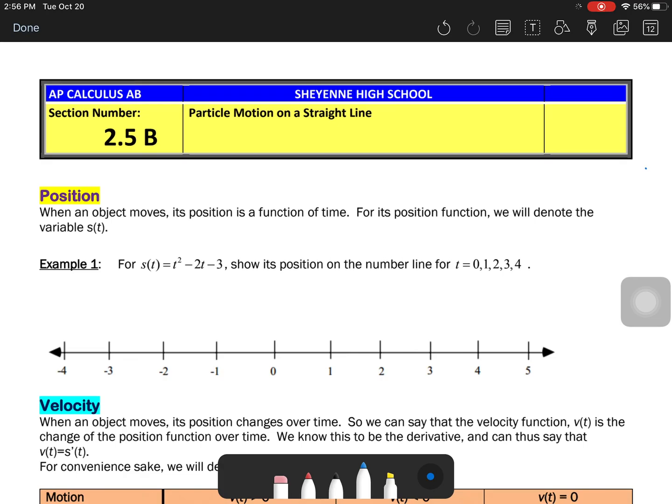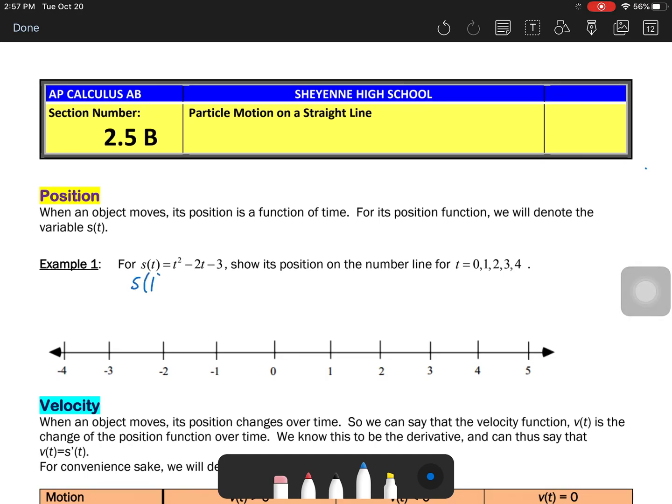When an object moves, its position is a function of time. Position is usually where we're starting from, and they usually use an S for a position function, S of t. So that's what we have right here. It says for the S of t function given here, which is quadratic, show its position on the number line for these different times, time 0 through 4 seconds. All we need to do is just evaluate these.